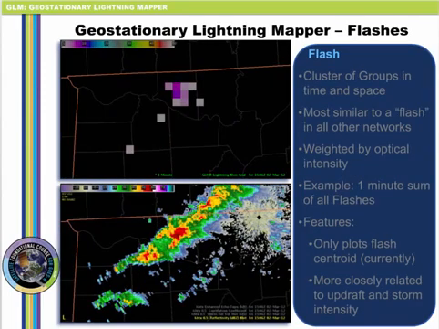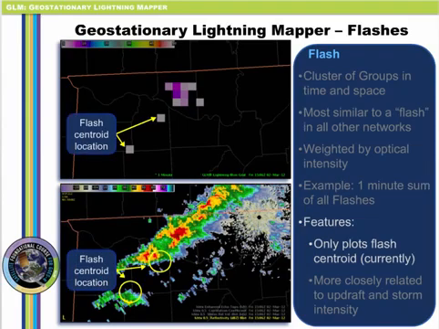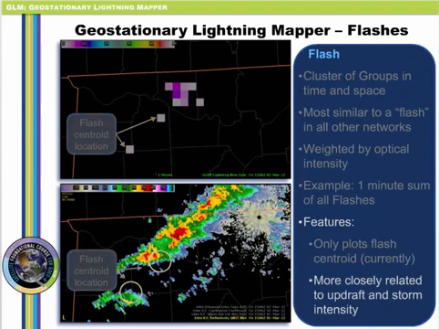Geostationary lightning mapper flashes are clusters of groups in time and space and directly correspond to the flashes reported by the ground-based networks. Like the groups, GLM flashes are a radiance-weighted mean of the groups that comprise the flash. This example shows a 1-minute summation of all flashes as a density product, revealing several features. A GLM flash plots the flash centroid and is shown in one grid cell only. As a result, flash density grids do not indicate the spatial extent of lightning, like the event and group grids. The biggest advantage to the GLM flash grids is that the lightning flash rates are more closely related to the updraft and storm intensity than the GLM events and groups.